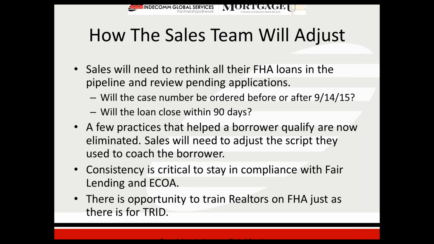So you're going to need to adjust your script or the words that you used to coach the borrower in the past and talk to them about the details on their credit report.